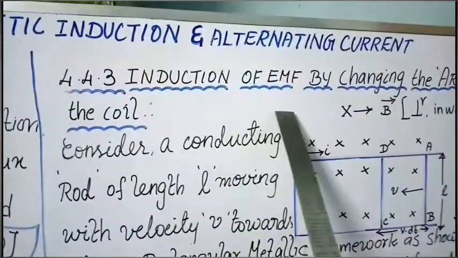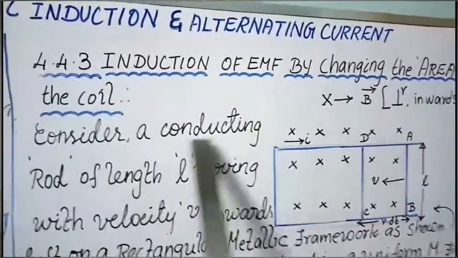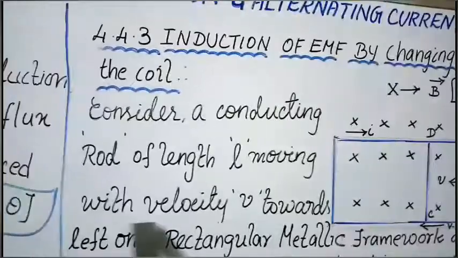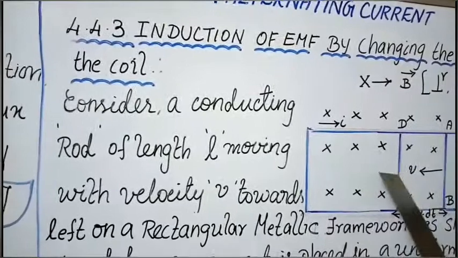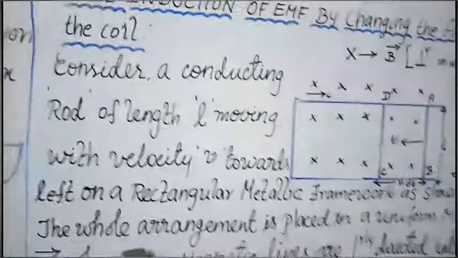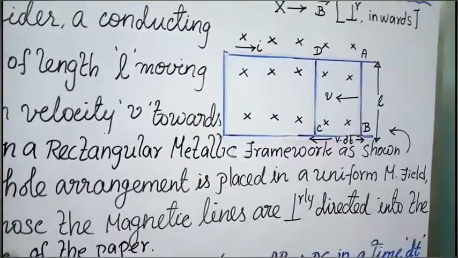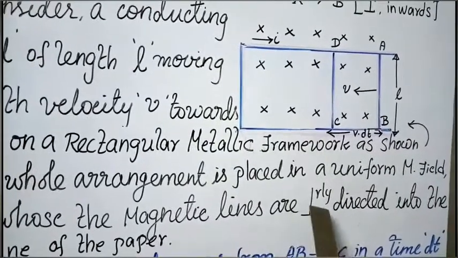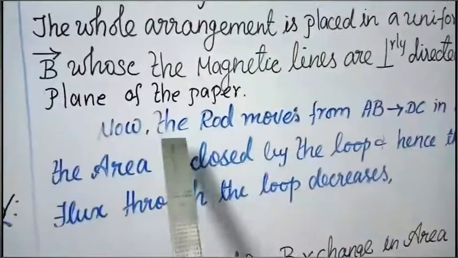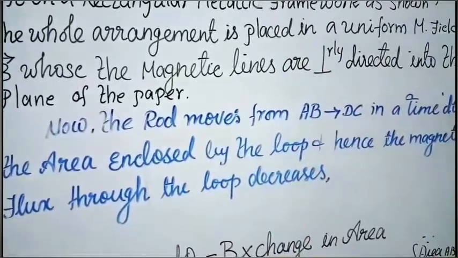Next is the second change: induction of EMF by changing the area of the coil. Consider a conducting rod AB of length L moving with velocity V towards the left on a rectangular metallic frame, as shown in the figure. The whole arrangement is placed in a uniform magnetic field B, whose magnetic lines are perpendicular and directed into the plane of the paper. Now the rod moves from AB to DC in time dt.